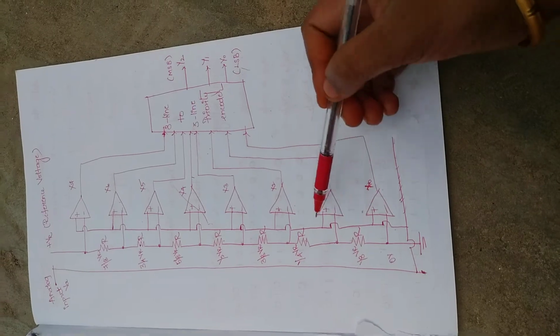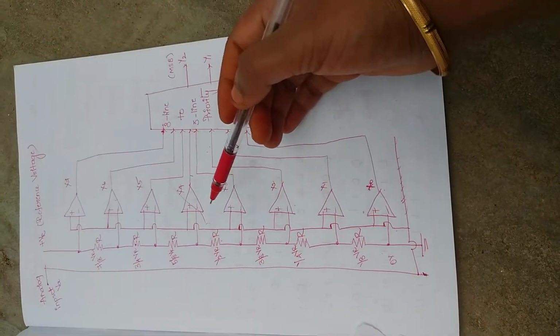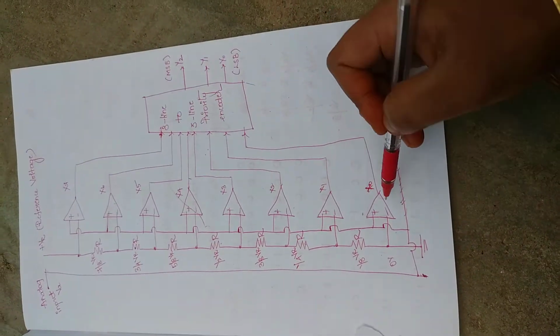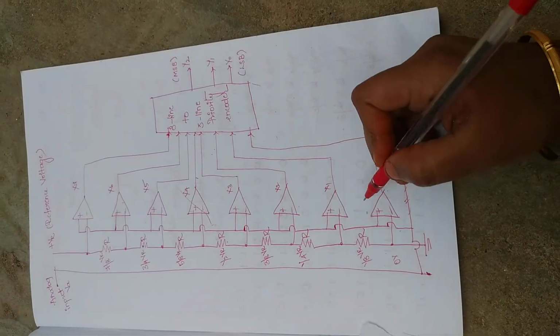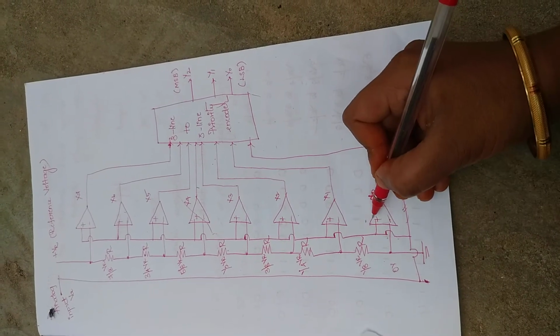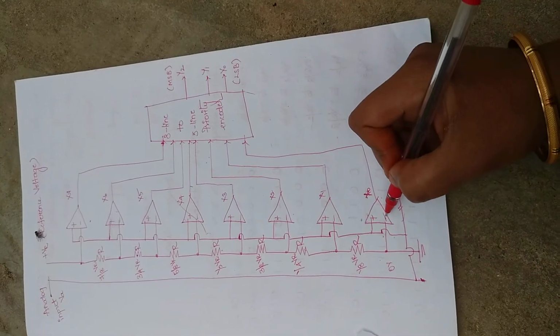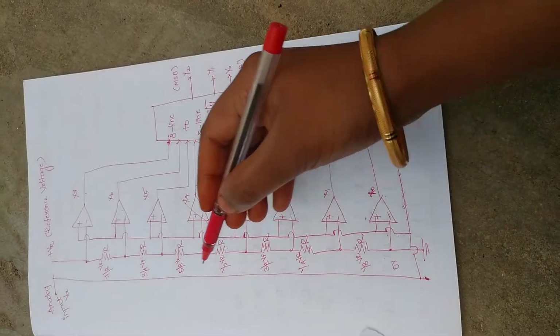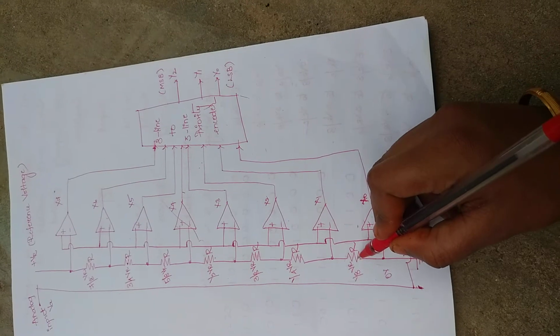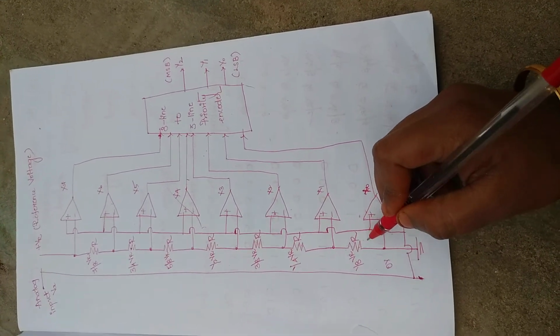So here we have used 8 op-amps, that is comparators. In these 8 op-amps, normally we have 2 inputs. Minus represents your inverting terminal and plus represents your non-inverting terminal. All your inverting terminals are connected to the resistors. This type of resistor arrangement is called a resistor divider network.